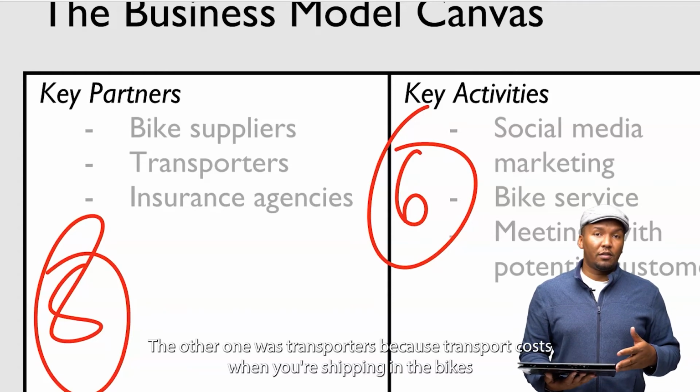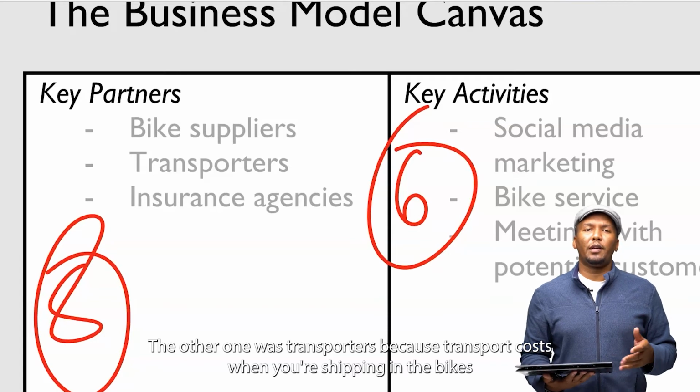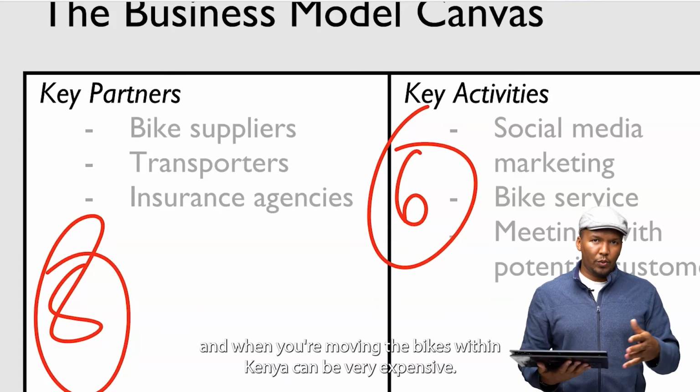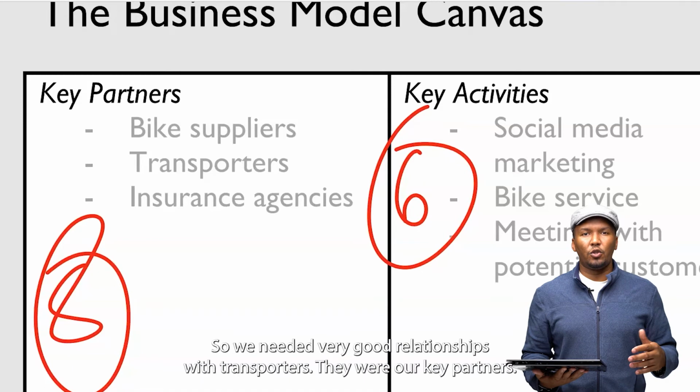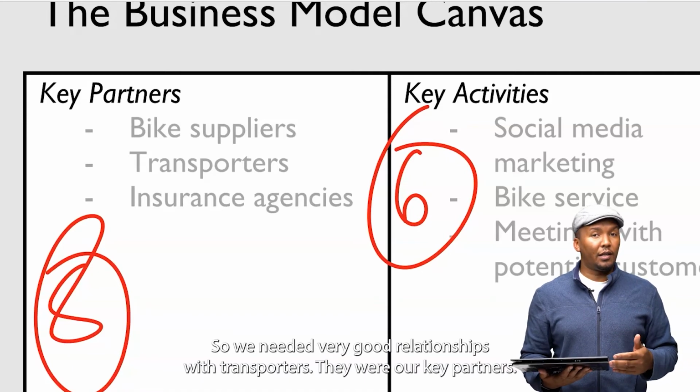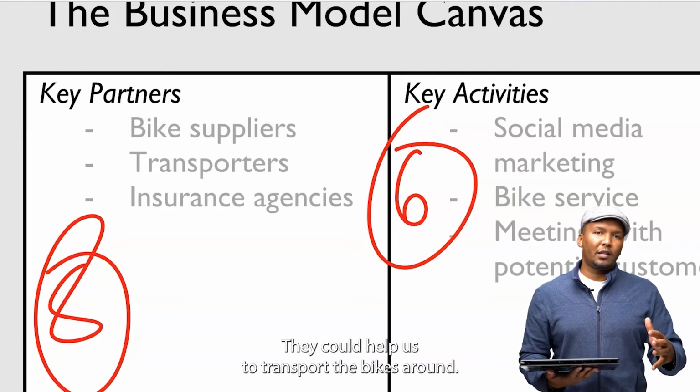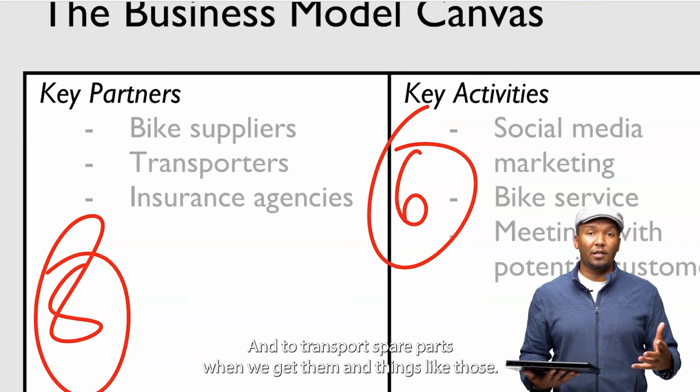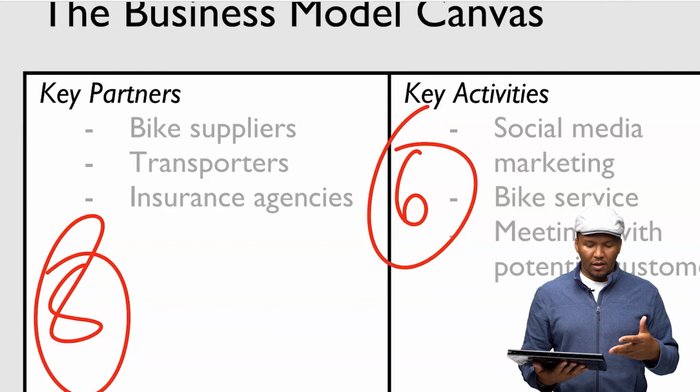The other one was transporters, because transport costs when you're shipping in the bikes and when you're moving the bikes within Kenya can be very expensive. So we needed very good relationships with transporters. They were our key partners. They could help us to transport the bikes around and to transport spare parts when we get them and things like those. Okay, very important.